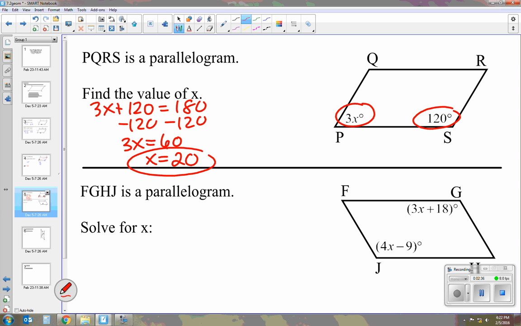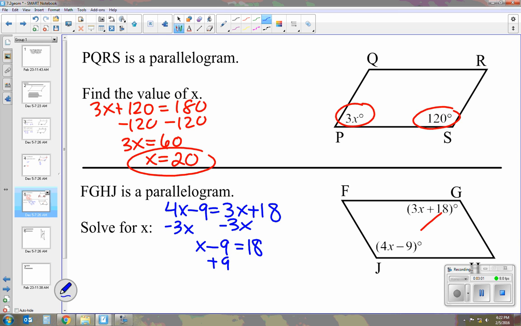Next up, if we're solving for x, we notice that these two angles are opposite, and opposite angles are congruent. So we can set these equal to each other. 4x minus 9 is equal to 3x plus 18. We can solve. I'm going to subtract the 3x. x minus 9 equals 18. Add the 9. x is equal to 27. So we've got to know our properties of parallelograms.